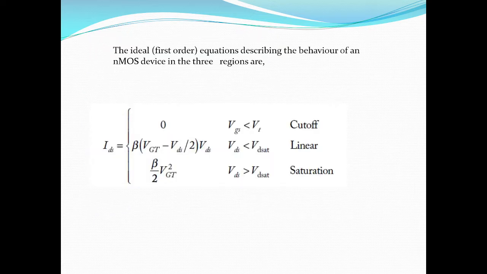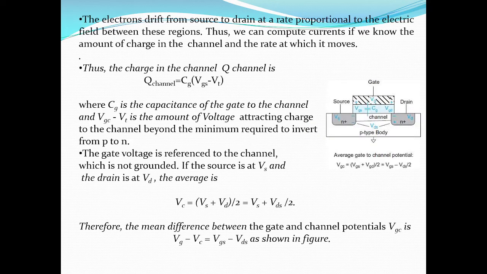Next, these ideal equations can be summarized like this in three regions. The drain to source current IDS will be 0 in the cutoff region, and the value is like this when it is in the linear region, and like this when it is in the saturation region. Next, the electrons drift from the source to drain at a rate proportional to the electric field between these regions. Thus, we can compute the currents if we know the amount of charge in the channel and the rate at which it moves.